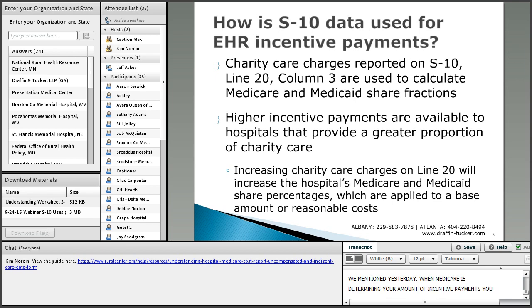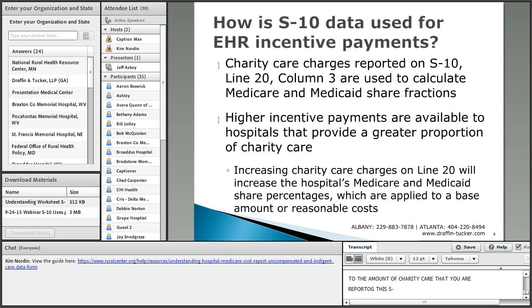The EHR incentive payments, again, are being phased out for critical access hospitals. They were eligible to receive these payments through federal fiscal year 2015, and hospitals paid under the inpatient PPS system can receive these additional incentive payments through federal fiscal year 2016. Fiscal year 15 is going to be wrapping up at the end of this month, and federal fiscal year 16 will start 10/1.